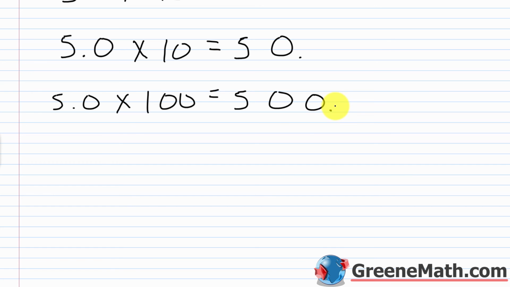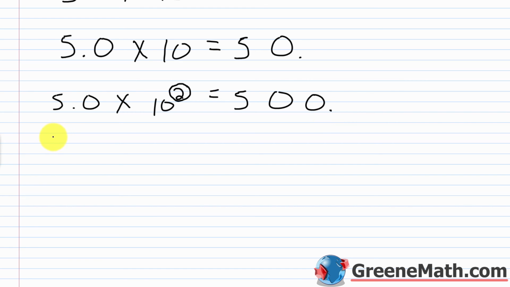Now, really 100 is just 10 squared. So I could replace this 100 with 10 squared if I want. And I know that if the exponent is a 2, I'm going to have a 1 followed by 2 zeros, right? This tells me how many zeros I'll have. So without even converting 10 squared to 100, I know I just take 5.0 and move that decimal point 2 places to the right to get 500.